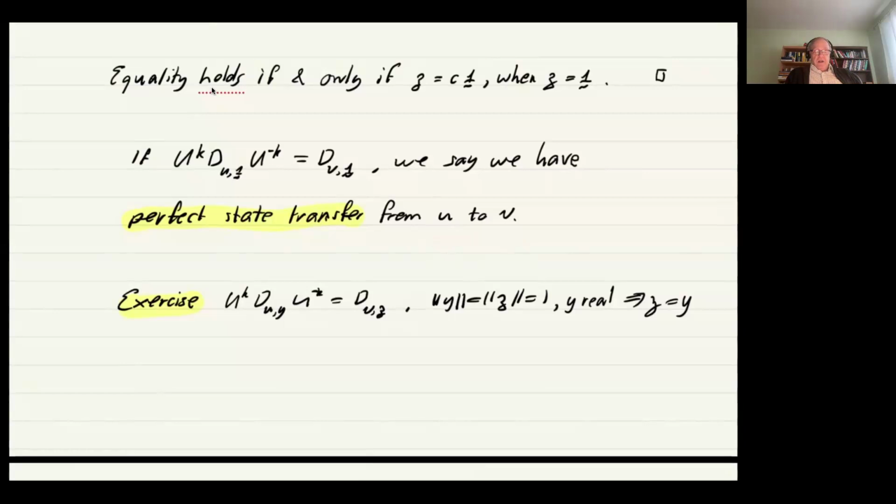And I left as an exercise that if you get transfer from (u, y) to (v, z), and y is real, then z is equal to y. So I'm not sure what use that is, but it makes an exercise. Okay, so perfect state transfer on the arc reversal walk has a particular meaning. Perfect state transfer is perfect transfer between states, but what we're doing is specifying the states we want to work with.